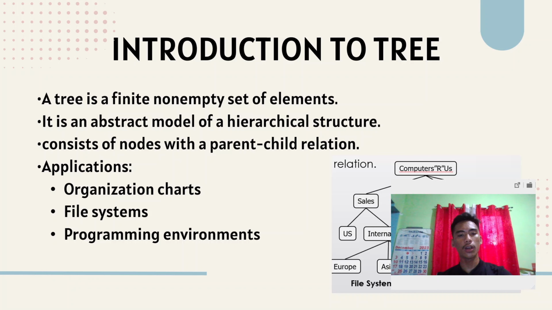So the third one is it consists of nodes with a parent-child relationship. In a tree structure, elements are represented as nodes. Each node has a parent-child relationship with other nodes. The parent node is the one higher in a hierarchy, and the child node is one lower. This hierarchical arrangement helps organize and represent relationships efficiently.